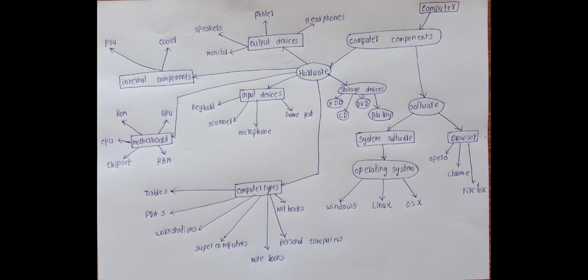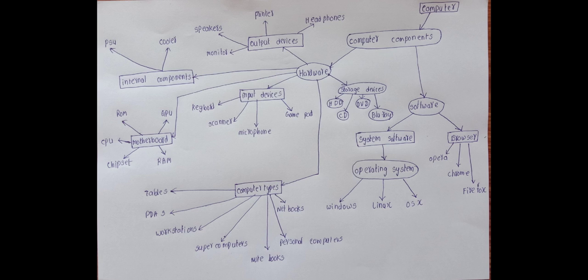And there are several types of computer systems. The first one is tablets, PDAs, and the third one is workstation, supercomputers, notebooks, personal computers, and notebook. And the final one is netbooks.